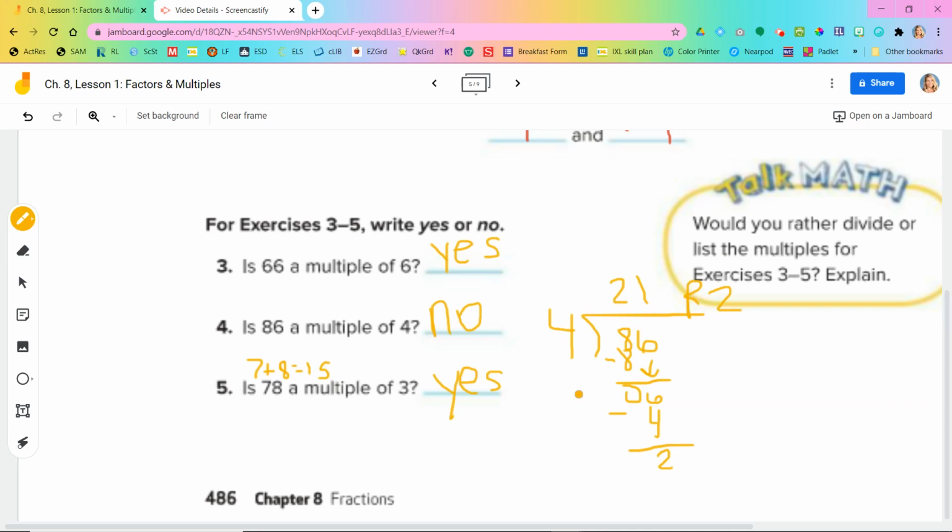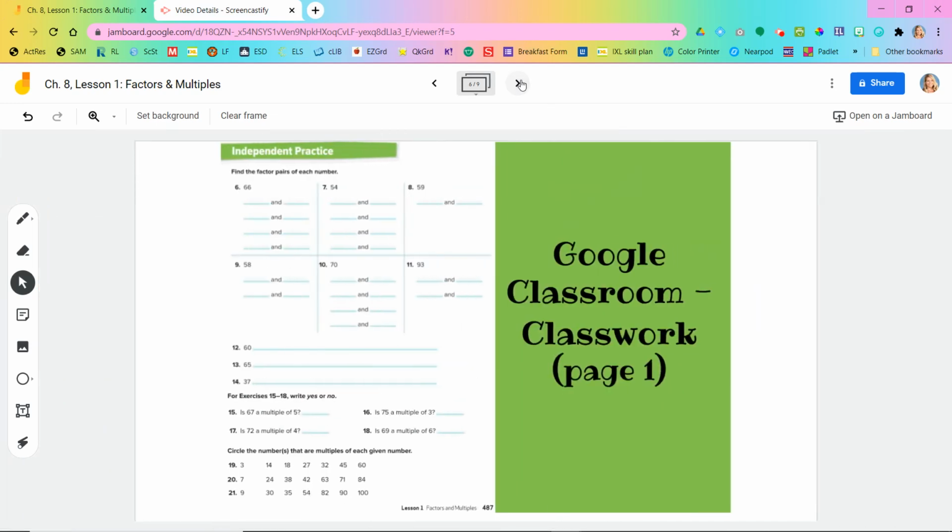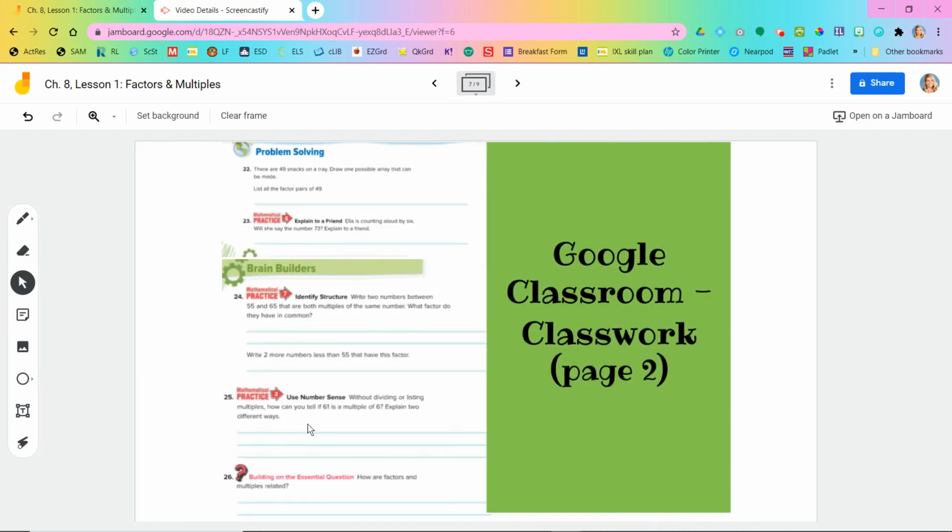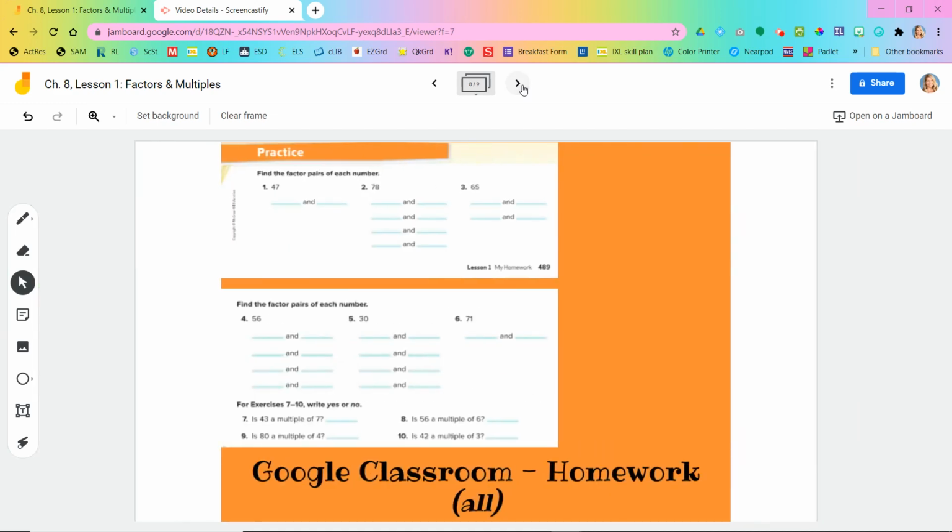So this is the end of my demo for you with your lesson and with your examples and guided practice. Before we move on, before I give you your classwork, I just want to show you what the first page is going to look like. Then this is what the second page is going to look like. And then this is going to be your homework. For homework, you're only going to do numbers 1 through 10.